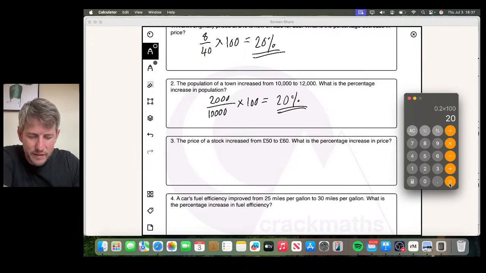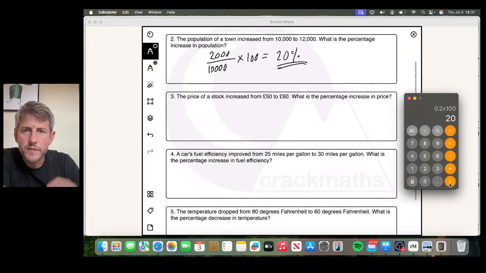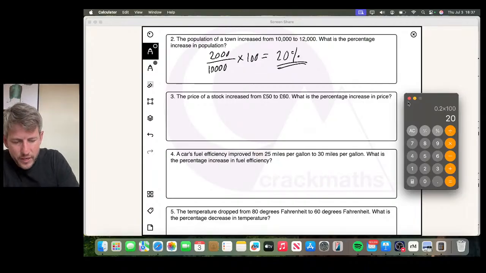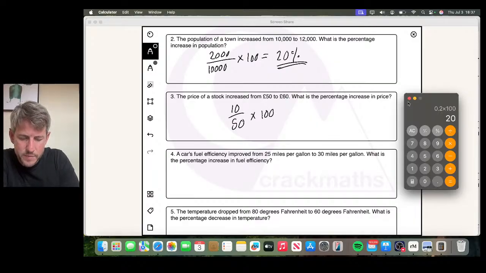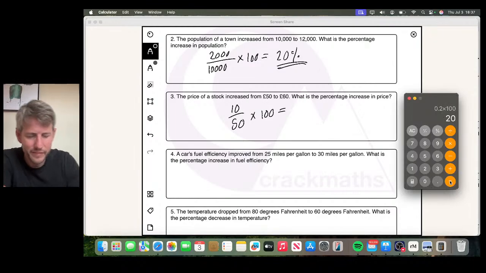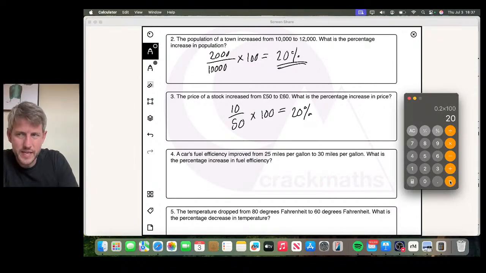Okay, question 3. The price of stock increased from £50 to £60. What is the percentage increase in price? So I can see that's an increase of £10, and that's increased from £50, and then we're going to times that by 100 to turn that into the percentage. So we do 10 divided by 50 equals 0.2. That looks like 20% again. There we go, 20%.